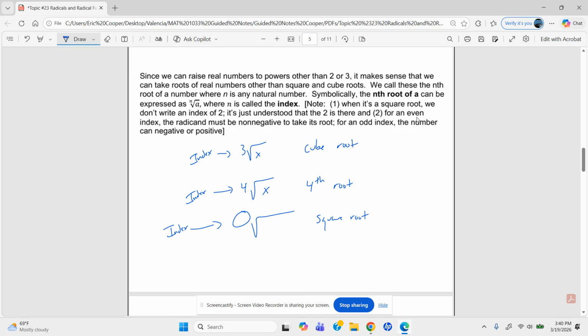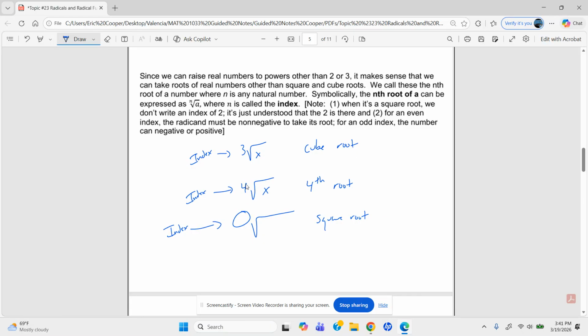One of the more important things is this last line here. It is understood that the 2 is there. For an even index, the radicand must be non-negative to take the root. For an odd index, the number can be negative or positive. So what that means, if you remember, with a square root, you can't have a negative on the inside. For a cube root, you could.